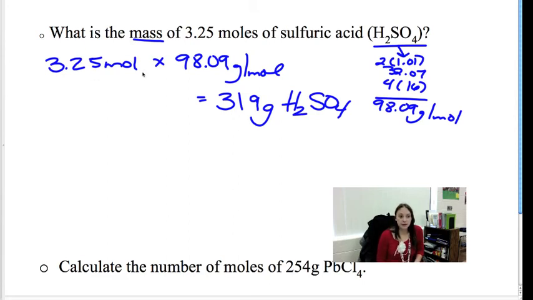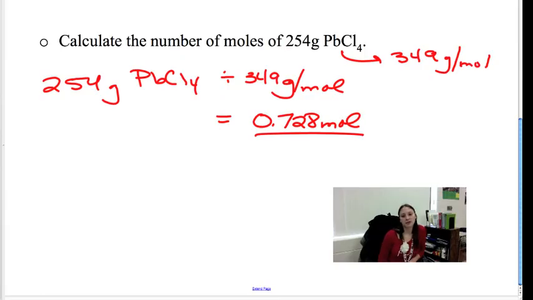You don't want to divide because I have 3 moles and I know how much 1 mole weighs. Okay, and I can't just look this up on the periodic table because it's not an element, it's a compound. You have to look up each individual part. So why don't you go ahead and try the last one. And you should get 0.728 moles.